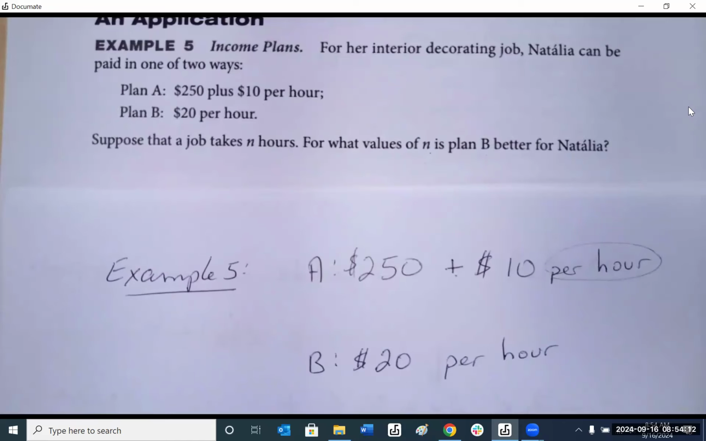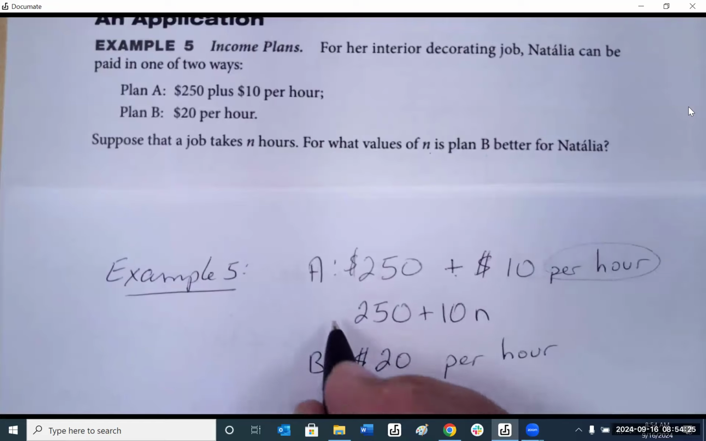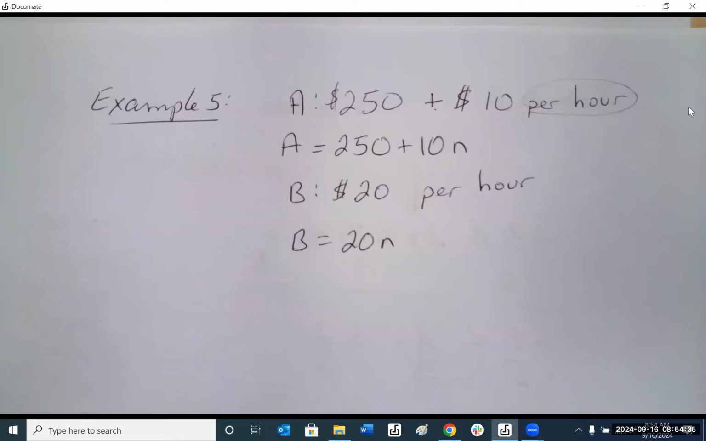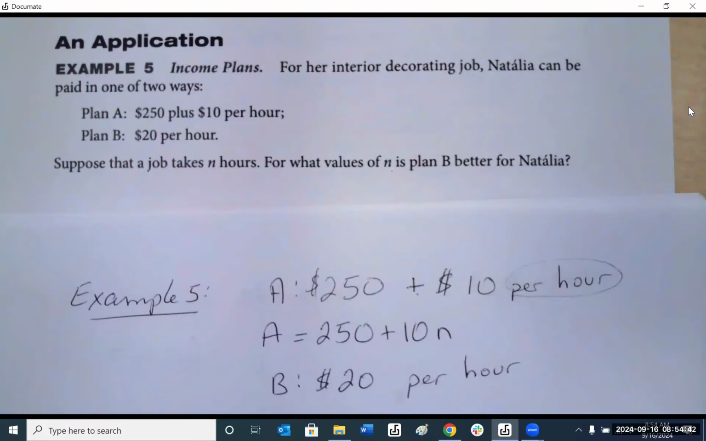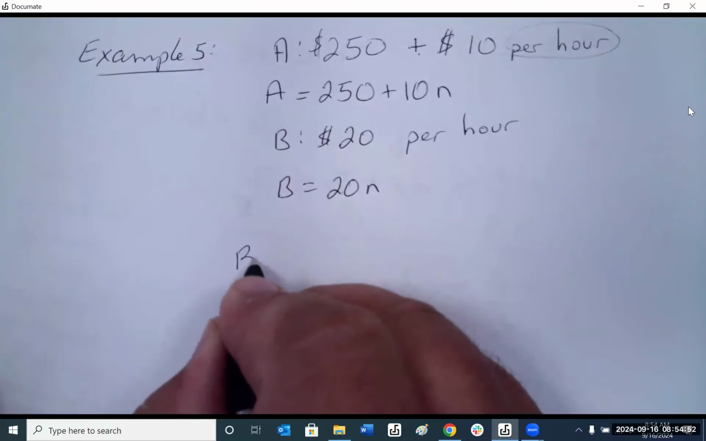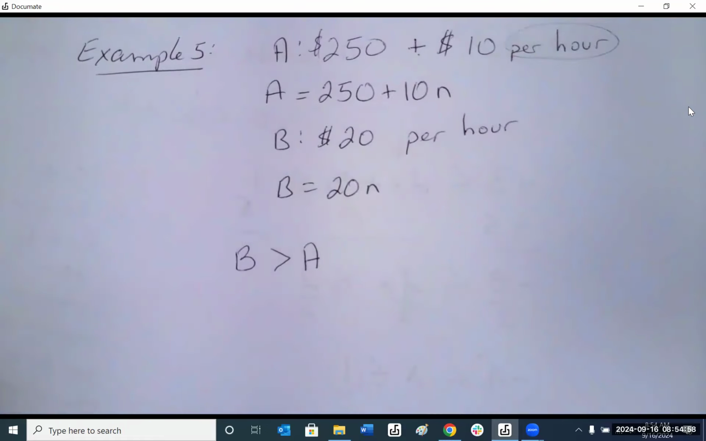What represents hours? N. So this one is 250 plus 10N. That equals A. B is equal to 20N. The question is asking, for what value N is Plan B better? So what number of hours is Plan B greater than Plan A?